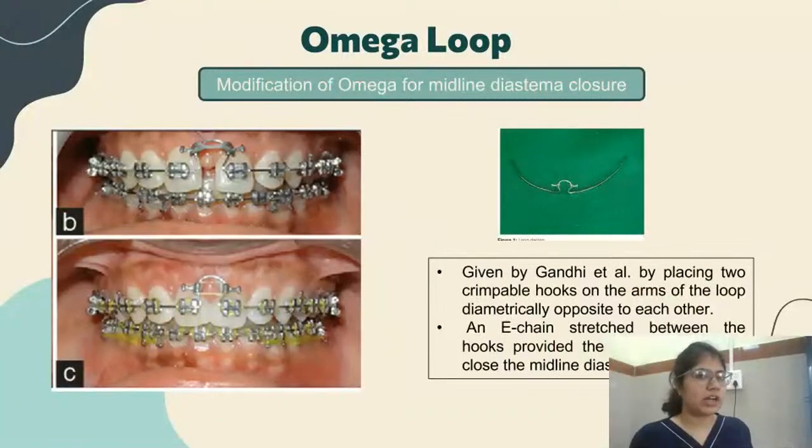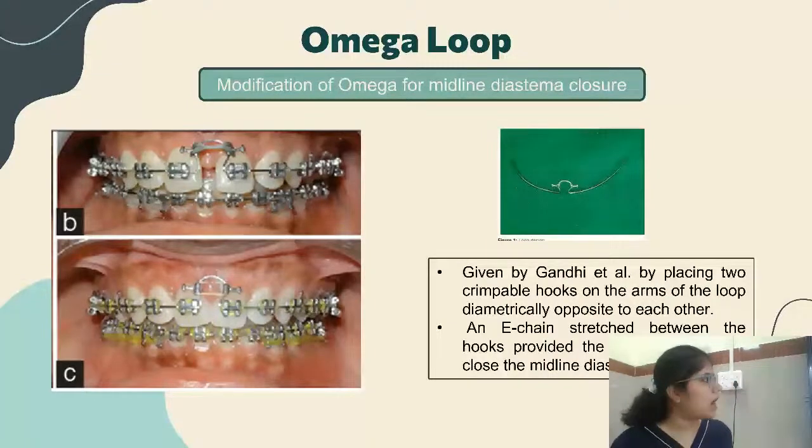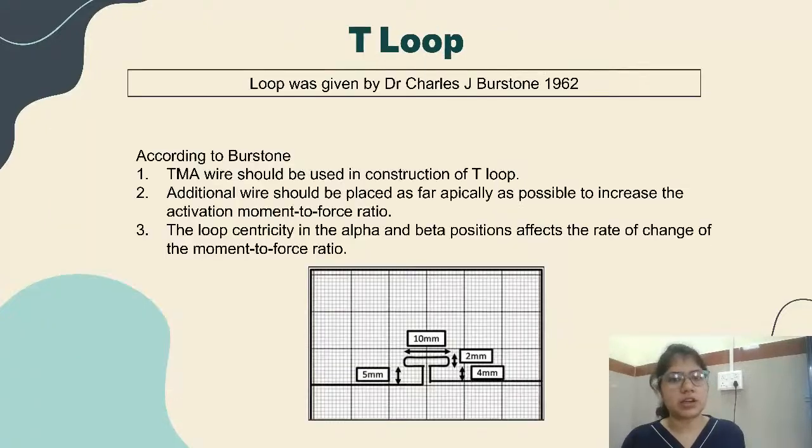Modification of omega loop for midline diastema closure. It was given by Gandhi et al. By placing two crimpable hooks diametrically opposite to each other, and each end stretched between the hooks provided the activating force to close the midline diastema.